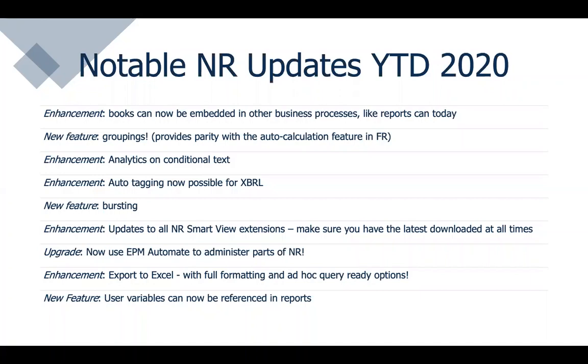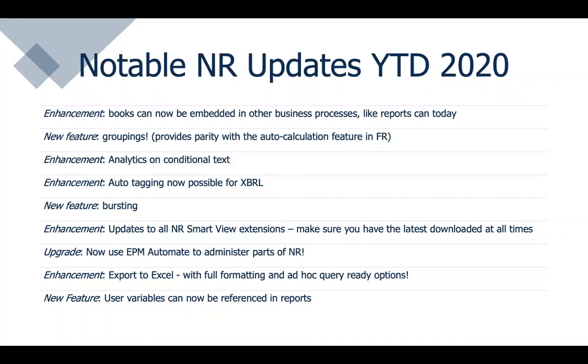The first enhancement, and this is actually in chronological order from earlier to the most recent, is books can now be embedded into other business processes like reports can today. So one of the cool features is if you have the EPM cloud stack, you can actually embed business processes within other business processes, so your users don't have to log into 5,000 places. You could have, for instance, within your planning pod or your FCC pod, a card that has embedded reports and now books from narrative reporting. So your users only have to go to one single place and they don't have to log into both technologies.